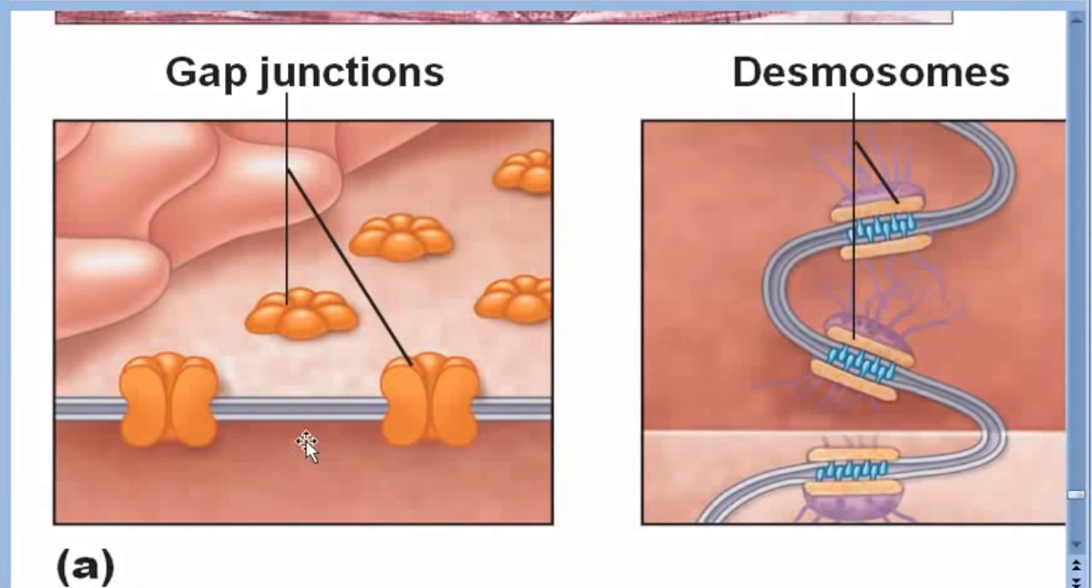Anybody remember the word desmosome from AMP1? What's a desmosome? Tell me more than it holds it together. You're absolutely right. Give me just a little more. It's the strongest junction. The strongest junction between cells. It definitely holds it together.